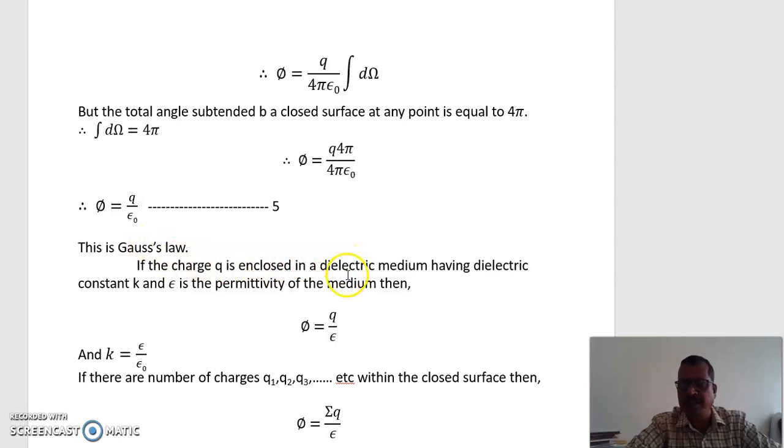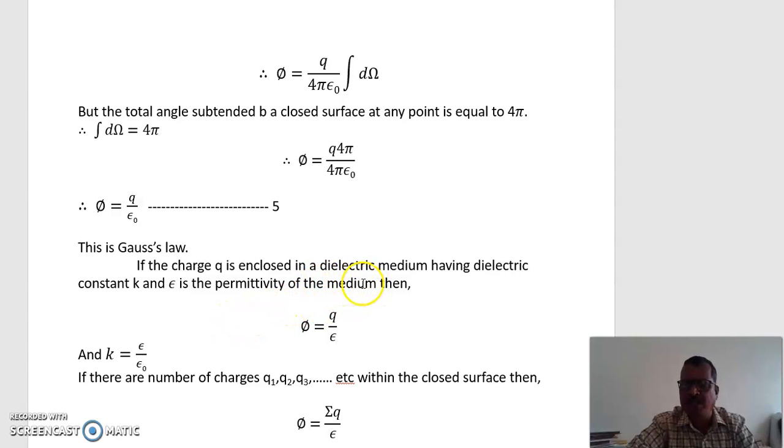If you consider the medium to be dielectric, that is, if charge Q is enclosed in a dielectric medium having dielectric constant K, and ε is the permittivity of the dielectric medium, then the flux φ in the dielectric medium is given by φ equal to Q by ε. Only what changes? The charge is the same, plus Q is considered, but the medium has changed. We consider the permittivity of the medium as ε. Therefore total flux φ is given by Q by ε, and the dielectric constant K is given by the ratio of the permittivity of the dielectric medium to the permittivity of free space, that is ε divided by ε0.